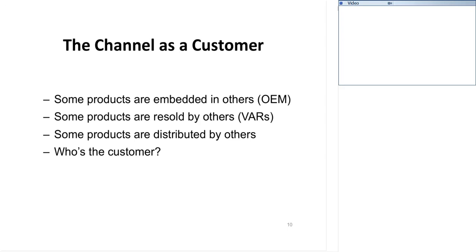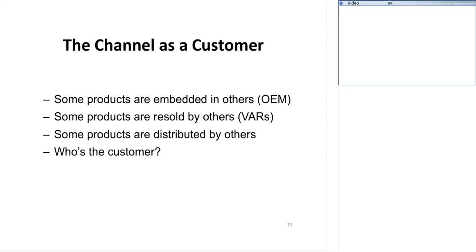Well, if you want someone to embed your product in theirs, you have to sell them as well, right? You have to sell the OEM. You have to do an economic deal with the OEM. You need to collect money from the OEM. You need to provide after-sales support for the OEM. So you actually end up with two customers. You end up with your end user as a customer, and you end up with the person embedding your product or reselling your product in the case of VARs.